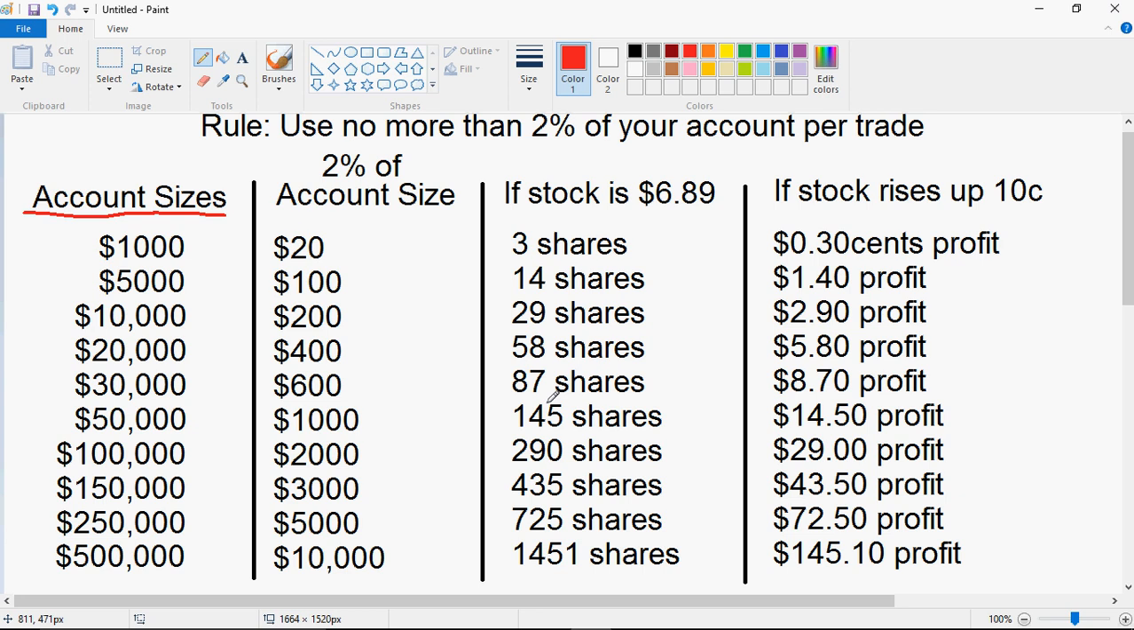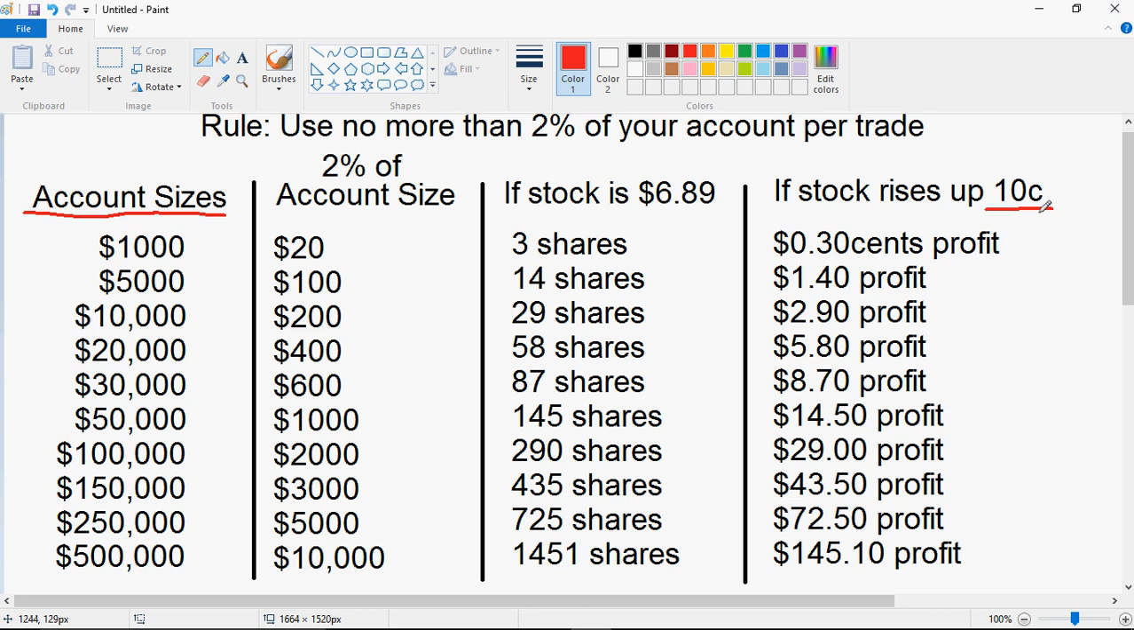Now, somebody says, how are we going to get $500,000 or even $250,000? Here's some more things I need to explain to you guys, okay? This is just 10 cents it rose up. Remember I teach y'all how to find high percent gainers and get stocks that rise up 50 cents or more?